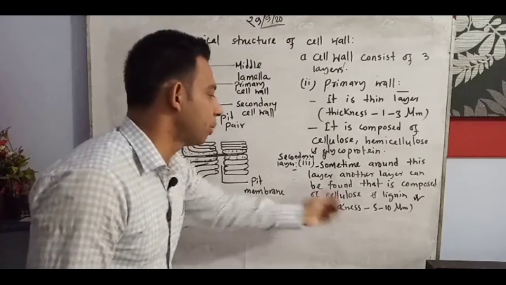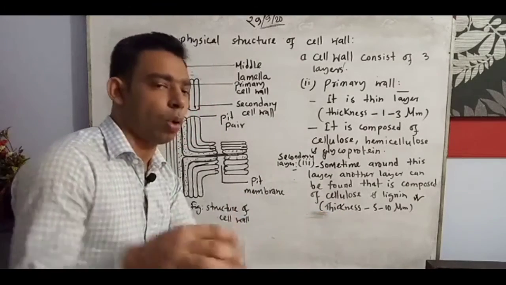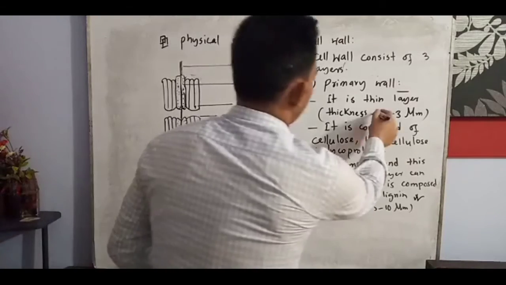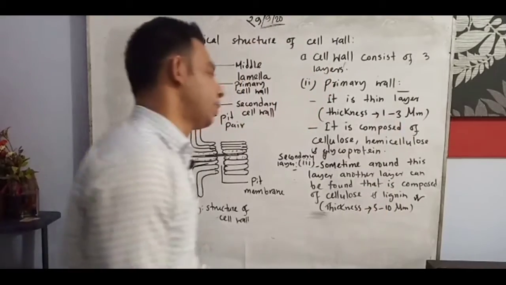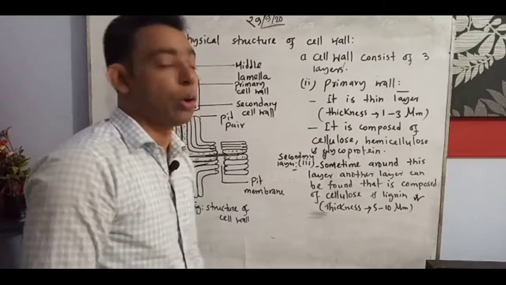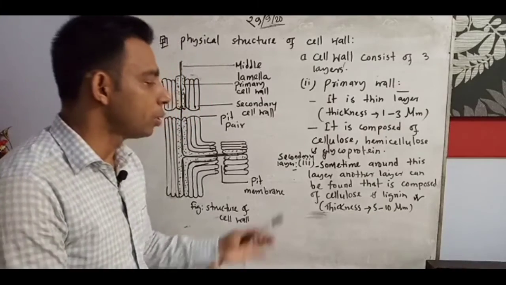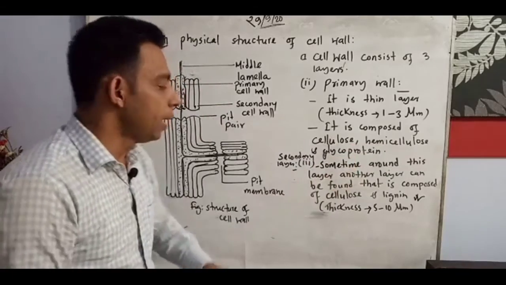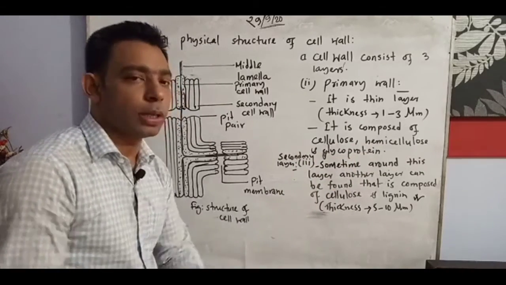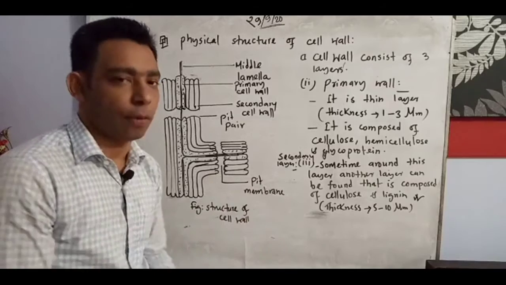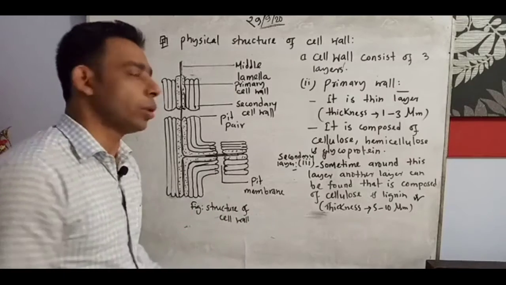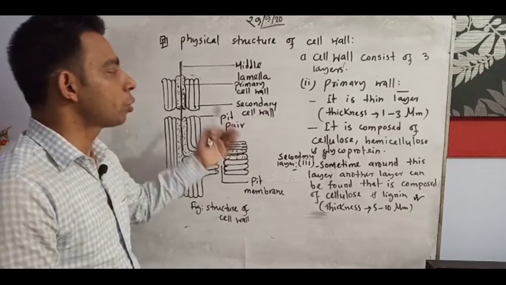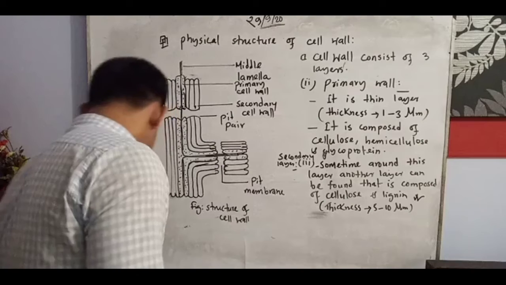So the thickness of the secondary layer, or secondary wall, or secondary cell wall, is 5 to 10 micrometer. We have seen they are composed of cellulose and lignin, whereas the primary wall is composed of cellulose, hemicellulose and glycoprotein. This type of question can be asked for 1 mark, and also in MCQ types, such as which one is composed of middle lamella.